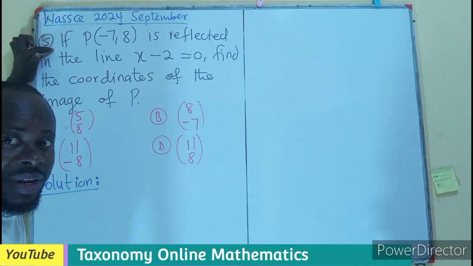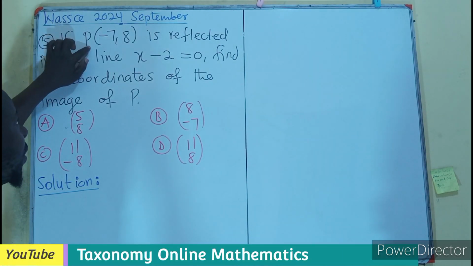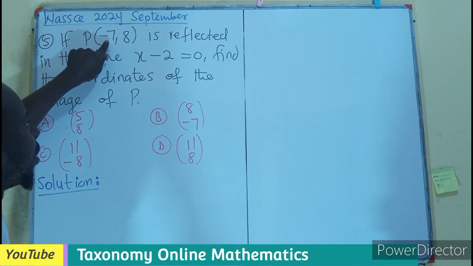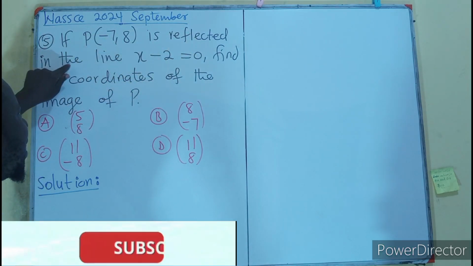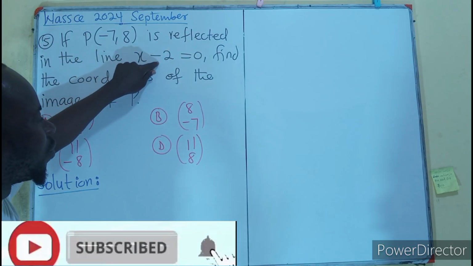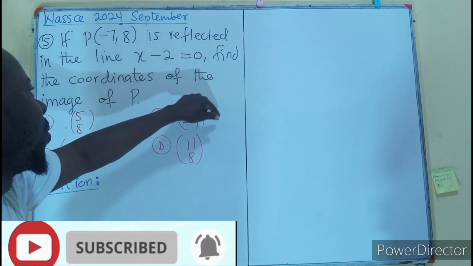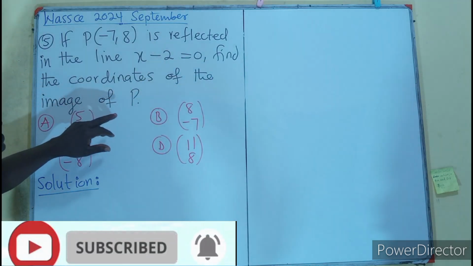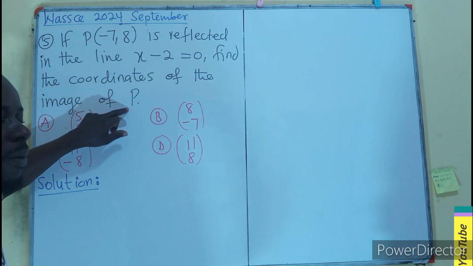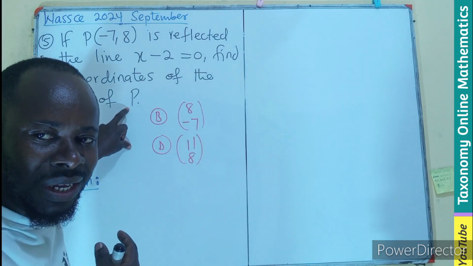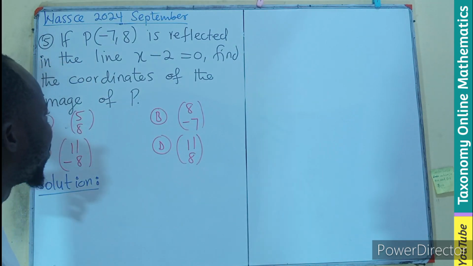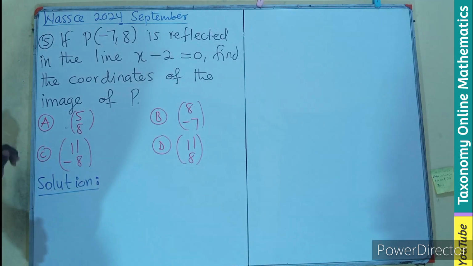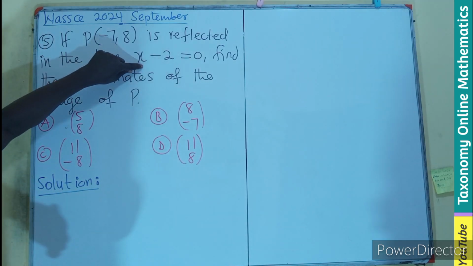All right. So with this, if P as a point having coordinate -7 and 8 is reflected in the line x minus 2 equals 0, we have to find the coordinate of the image of P. This is WASSCE 2024, the September edition, the objective question number 5. So with this, we can start with the line here.